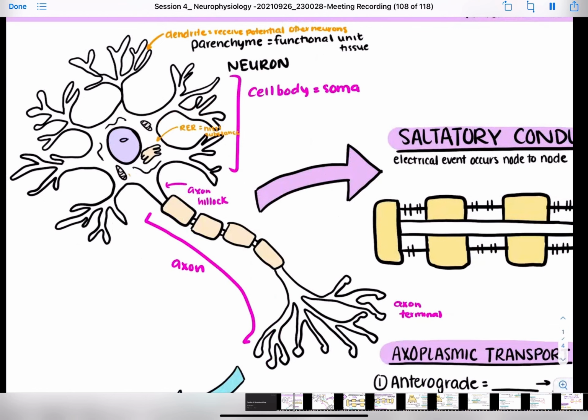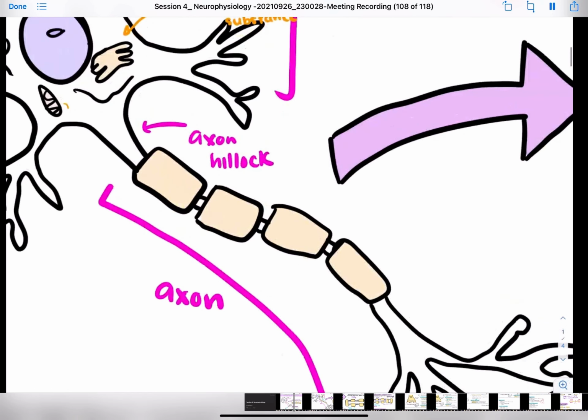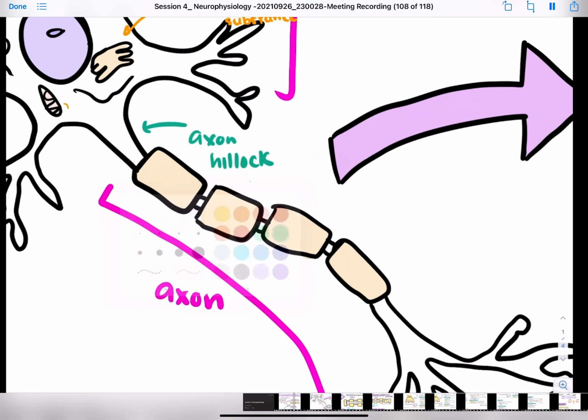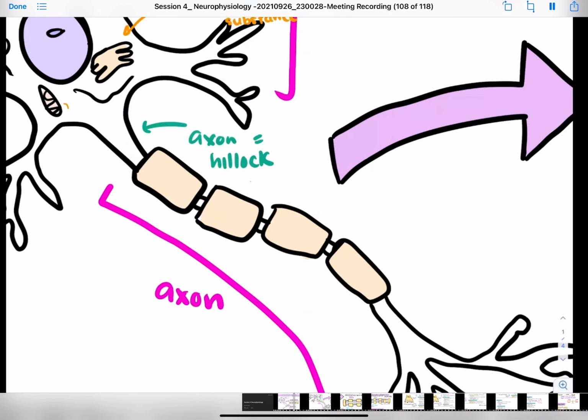So just like at an airport, you check in your bags and then you're going to go to security. Security in the cell is this axon hillock. I want to change the color I did this in because pink is disgusting. Let's do it in that color. So think of this as the security. They're going to choose whether or not they're going to allow you through.